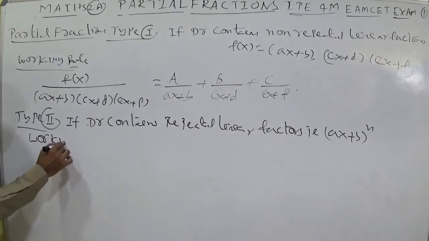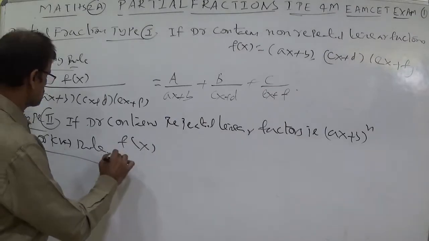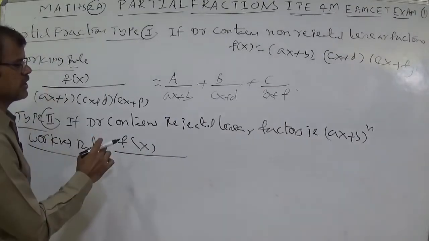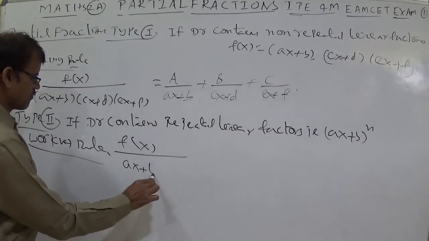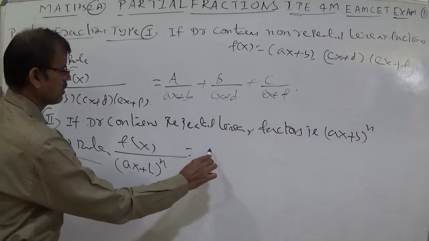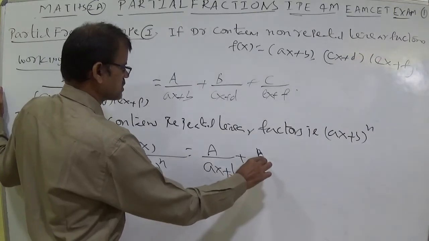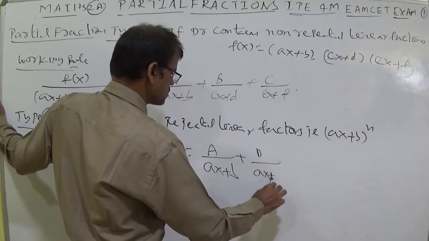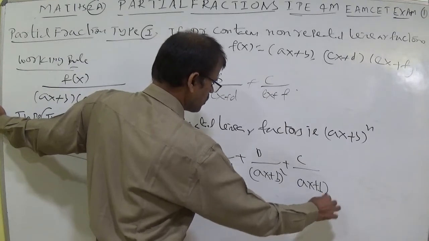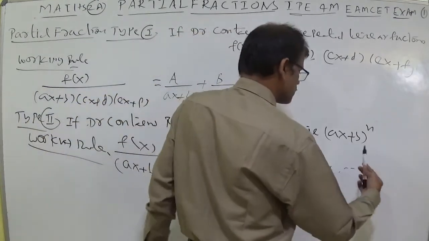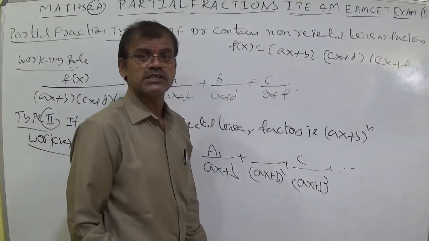Working rule: the denominator contains repeated linear factors, (ax plus b). We can write f of x by (ax plus b) whole power n as A by ax plus b, like this, students, plus B by (ax plus b) whole square plus C by (ax plus b) whole cube, like that, plus at last any letter.